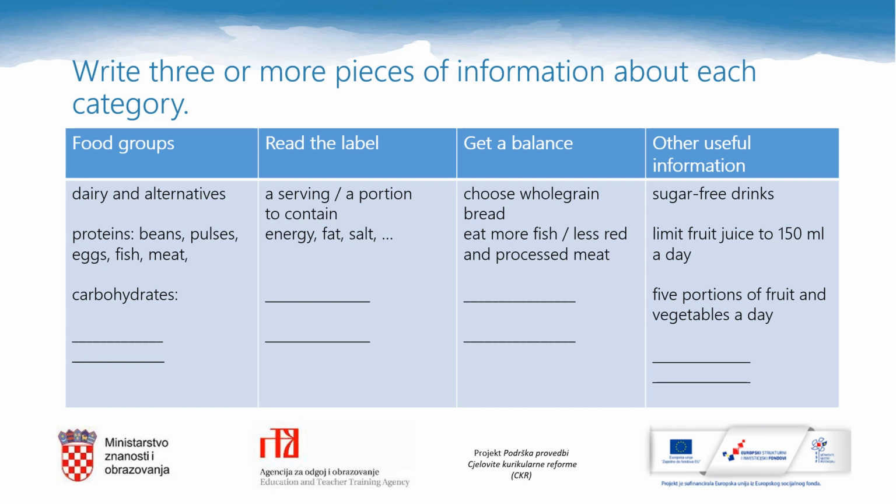Can you add 2 more pieces of information to each of the columns? Can you think of 2 more food groups? Can you add 2 more things you can read on the labels? Can you add 2 more pieces of advice on how to get a balance in your diet? Can you find 2 more useful pieces of information?